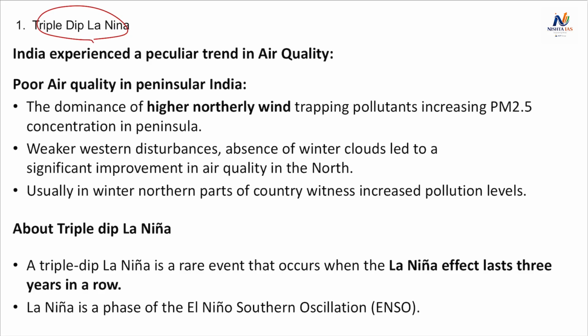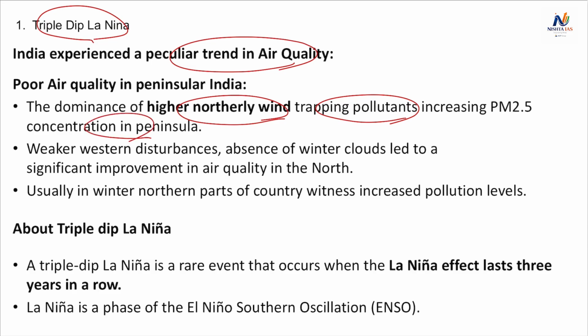Then come to the next, the triple dip La Nina. Friends, this was in the news because we have been experiencing triple dip La Nina for the last 3 years. So what is a triple dip La Nina? It is the continuous persistence of La Nina for 3 years. Because of that, India has experienced a peculiar trend in air quality. Because of triple dip La Nina, there is a dominance of stronger northerly winds, and the trapping of pollutants increased in peninsular India.